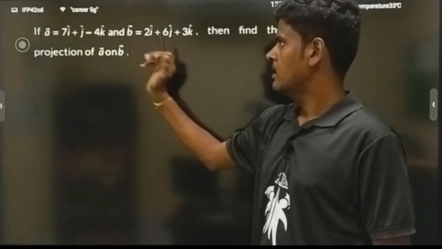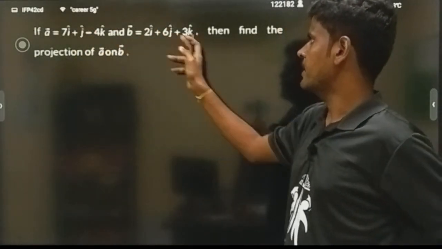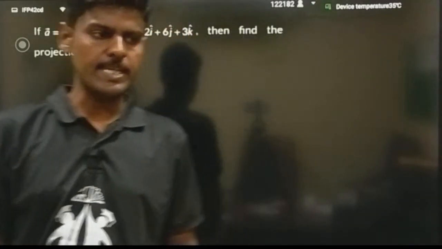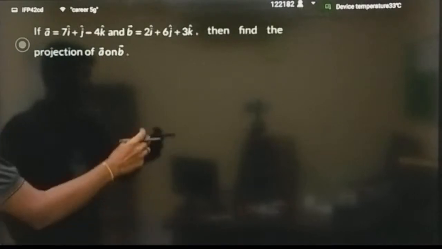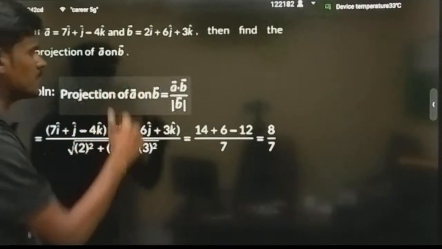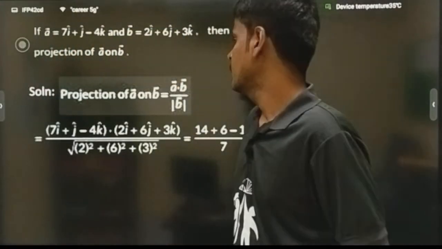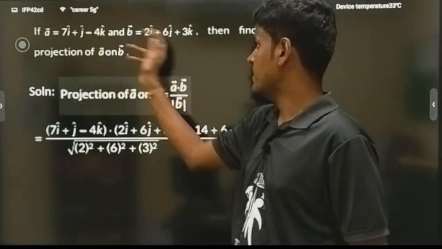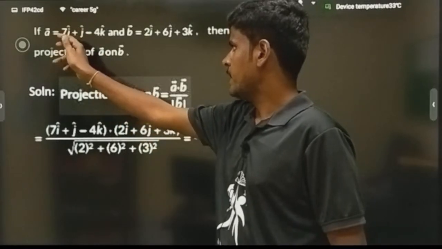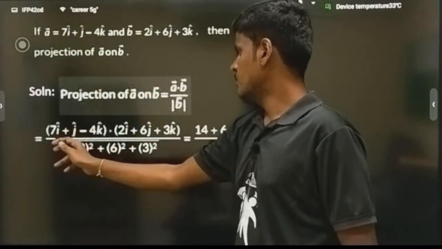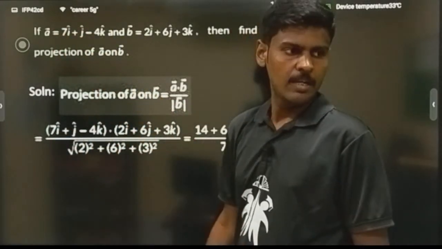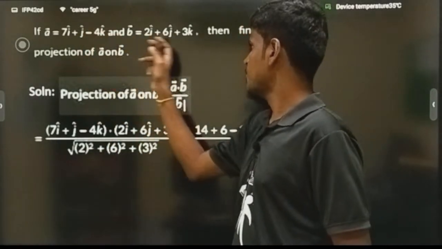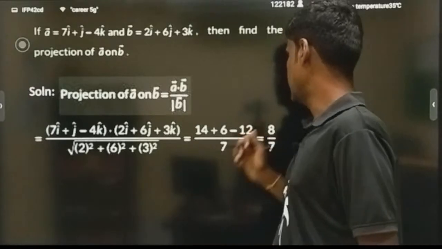Next question is, if A vector is given by this and B vector is this, find the projection of A on B. It is the same as the previous question, so we will directly see the solution. What is the projection of A vector on B vector? A dot B by modulus B. And what is A dot B? A dot B can be calculated by multiplying the corresponding components. 7 into 2, that is 14. Next, 1 into 6, that is 6. Minus 4 into 3, that is minus 12.